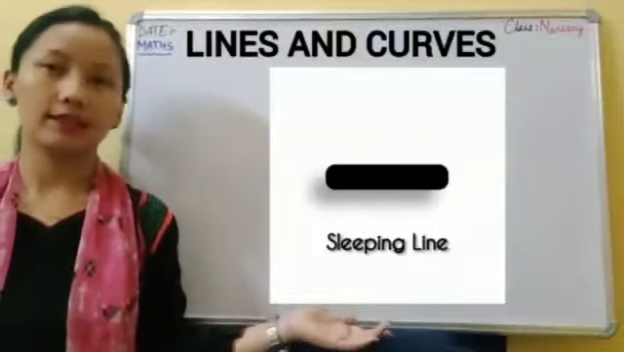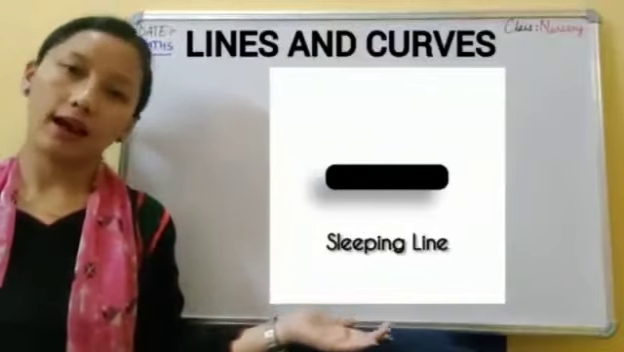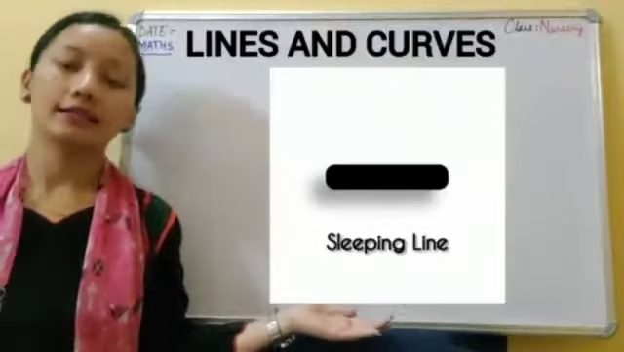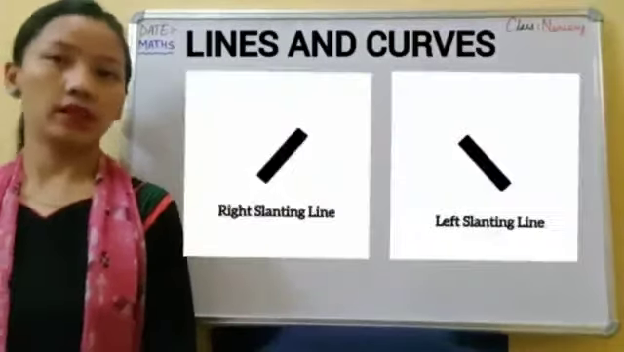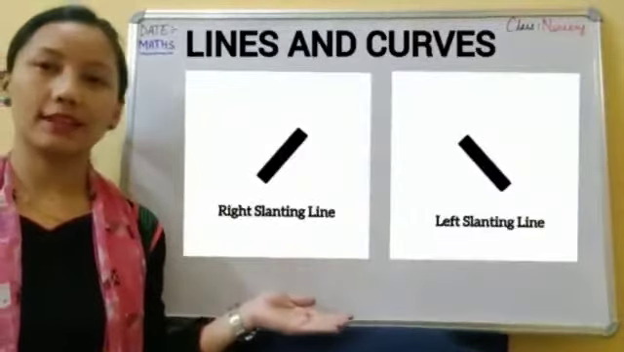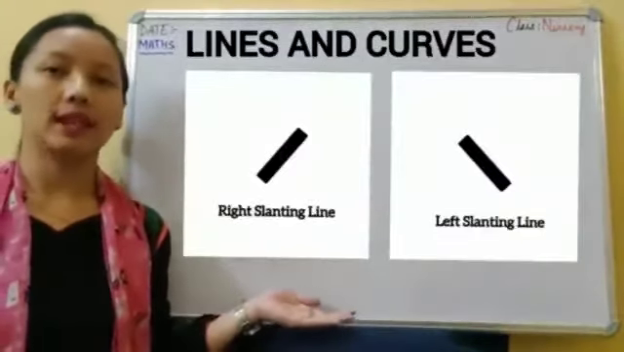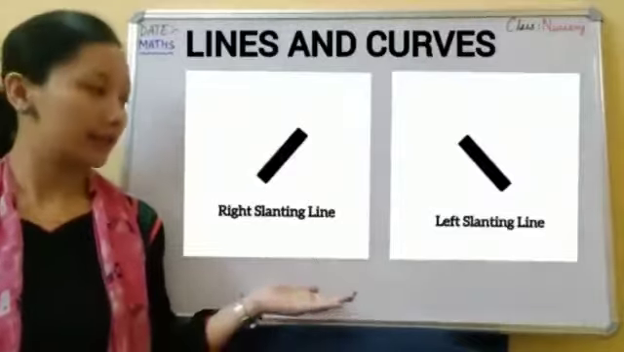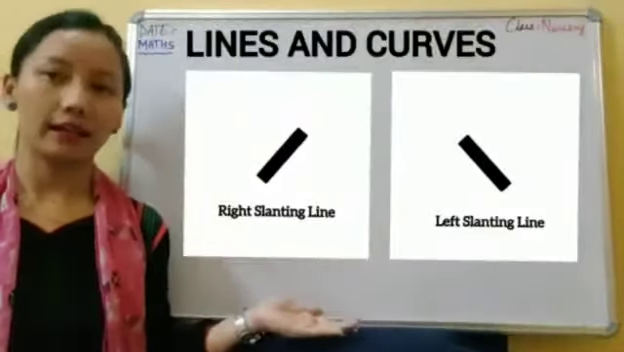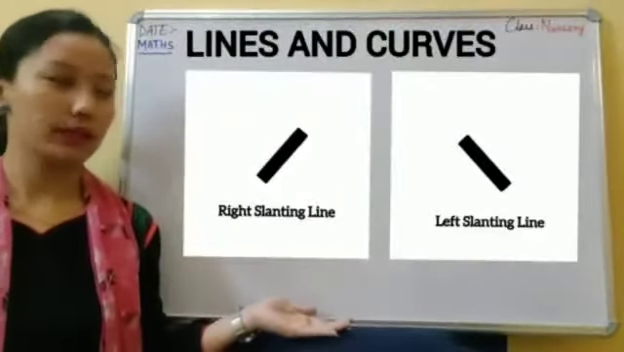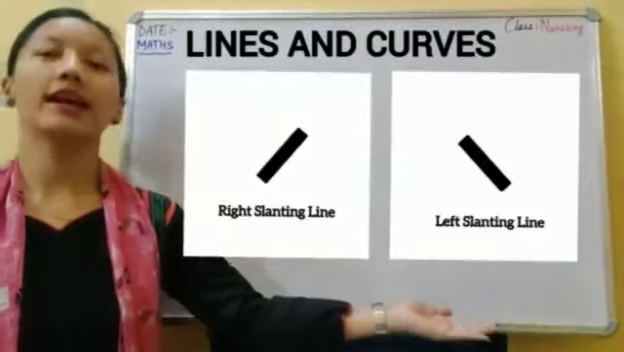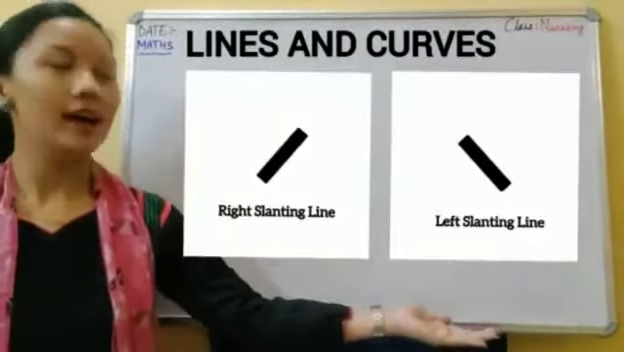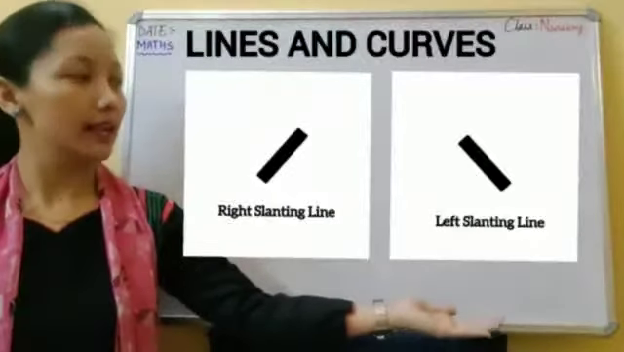Yes. This is a sleeping line. Very good. Now tell me, which line is this? This is a right slanting line. Very good. And this is a left slanting line.